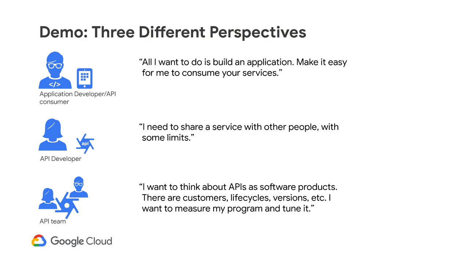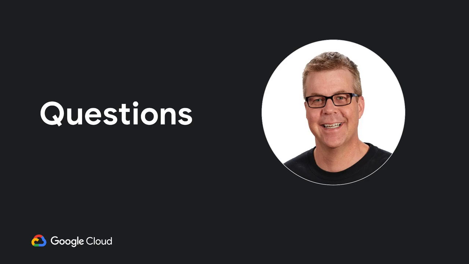We saw how the API developer took an existing service and started to manage it with Apigee and put some products in place so it was easy for these developers to consume it. And finally, we saw how the API team would look at some analytics dashboards and monitor how their program is going and use the monitoring features to make sure everything's running smoothly. So let's take some questions.